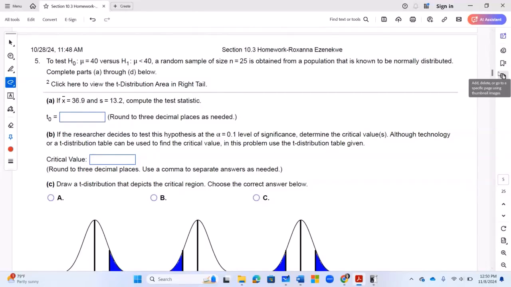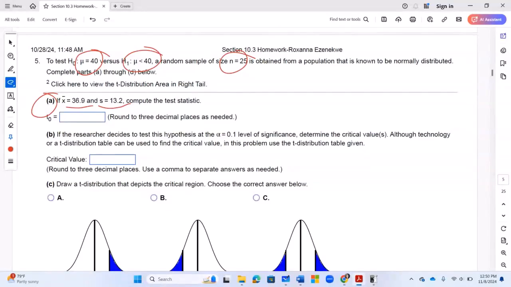To test the null hypothesis, mu is equal to 40 versus mu is less than 40, a random sample of size 25 is obtained from a population that is known to be normally distributed. Complete parts A to D. Part A: if the sample mean is this and the sample standard deviation is that, compute the test statistic.